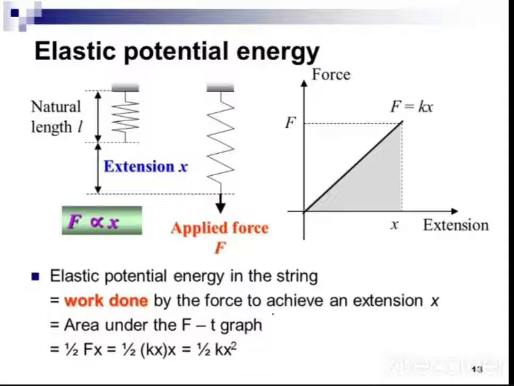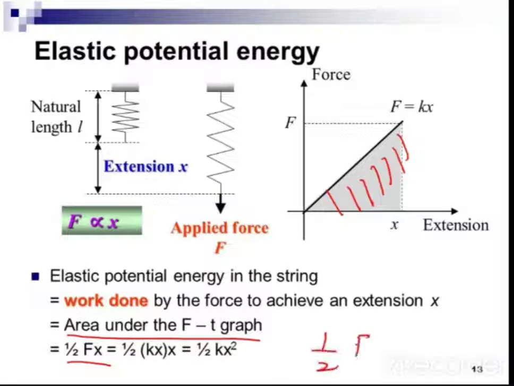The work done by the force to achieve an extension x is equal to the area under the F-x graph. What is that area? So how do you calculate this area? This area is equal to 1/2 of F into x, because it is half of Fx. But what is F? F is nothing but k into x, the spring force.